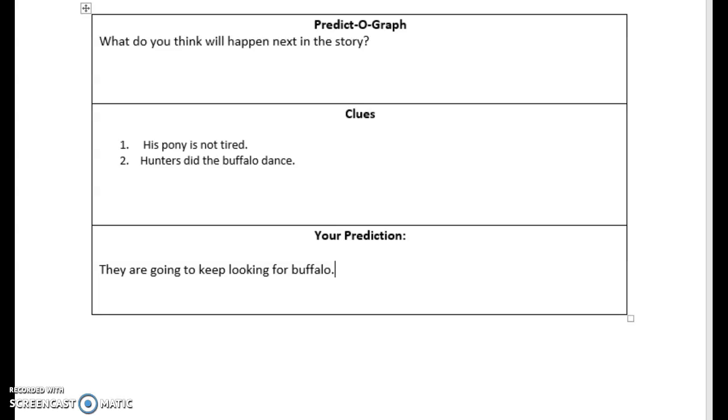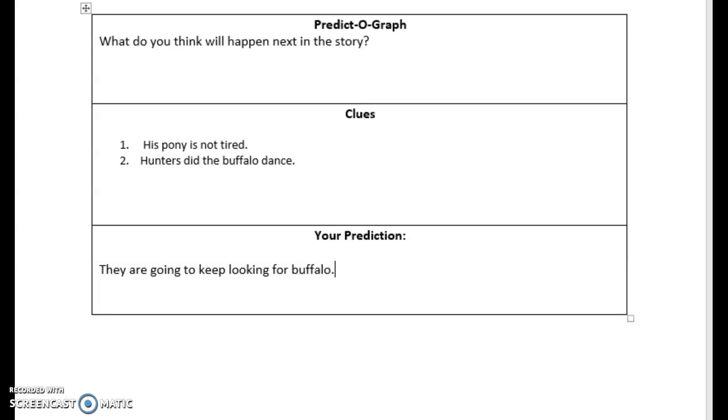All right, guys, so now that we've filled out the predictor graph a second time, we're going to finish up this story. I'm going to have you guys read by yourselves. Now, there's still quite a few pages in here, so I'm going to have you read pages 12 through 14 by yourself, and then you're going to fill out a predictor graph independently. The top portion here, I've already filled in for you. What do you think will happen after the buffalo are killed? And then you'll write down those clues independently.